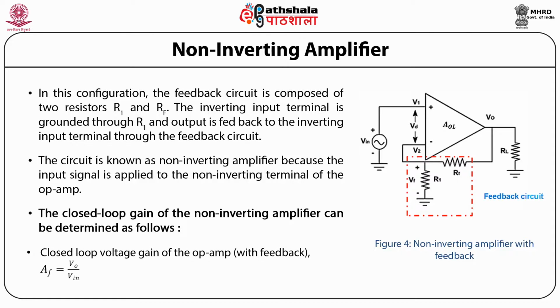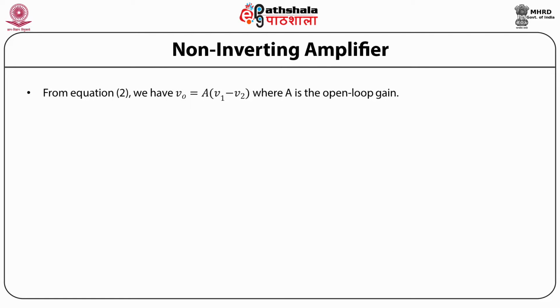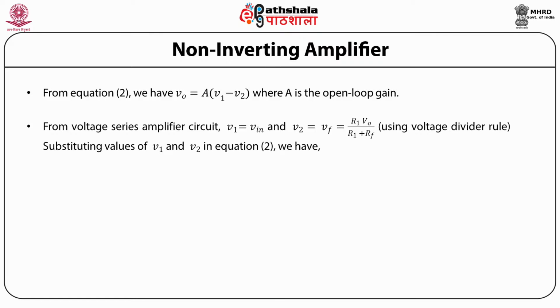The closed-loop voltage gain of the op-amp, that is with feedback, will be equal to AF equals V0 by Vin. Now from equation 2, we have V0 is equal to A times (V1 minus V2), where A is the open loop gain. So from the voltage series amplifier circuit, we have V1 is equal to Vin and V2 is equal to Vf, which is equal to R1 times V0 by (R1 plus Rf) using the voltage divider rule.